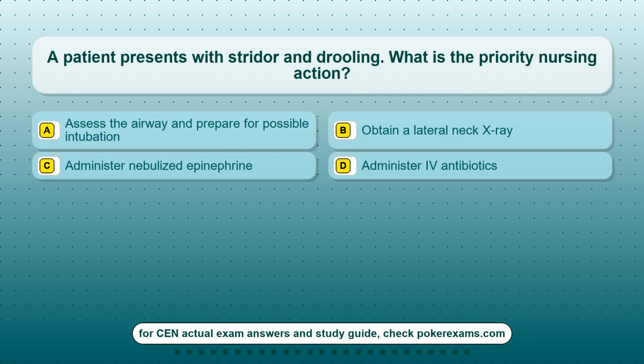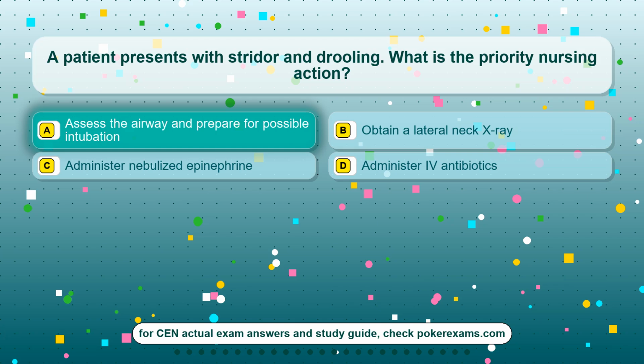Question 24. A patient presents with stridor and drooling. What is the priority nursing action? Option A, assess the airway and prepare for possible intubation. Option B, obtain a lateral neck X-ray. Option C, administer nebulized epinephrine. Option D, administer IV antibiotics.